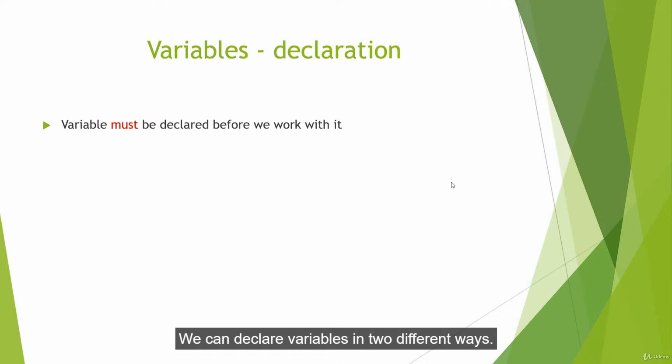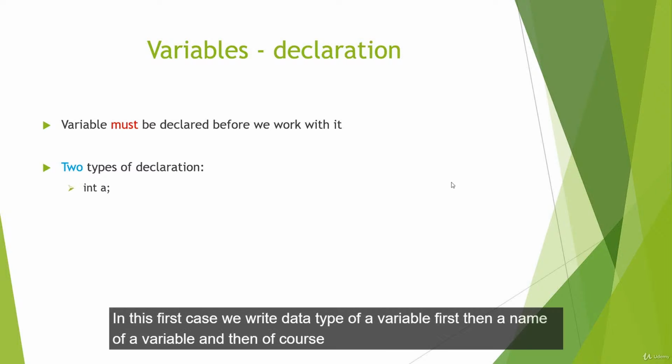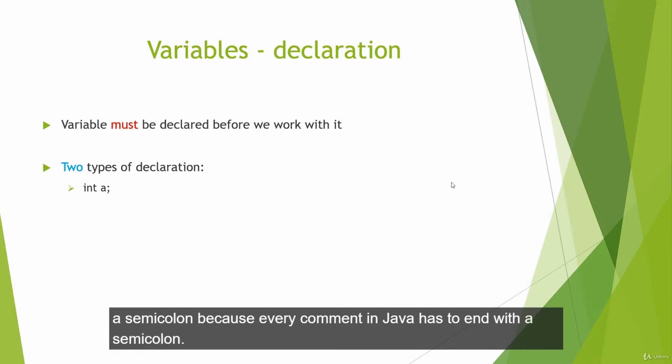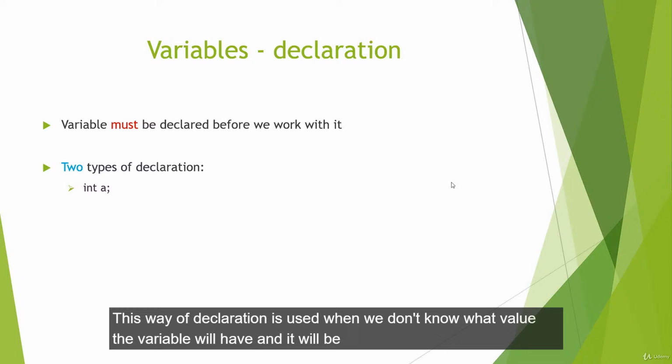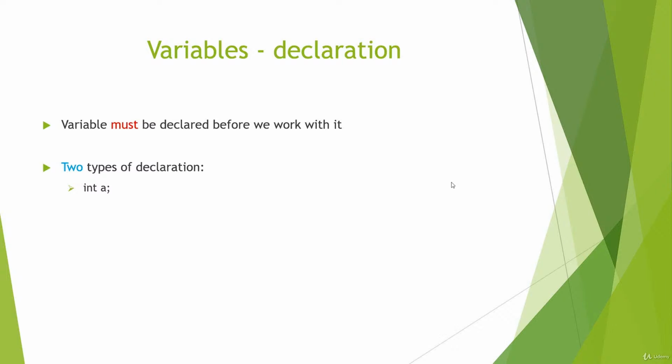We can declare variables in two different ways. First way is that we declare a variable only with a name. In this first case, we write data type of a variable first, then a name of a variable, and then of course a semicolon, because every command in Java has to end with a semicolon. This way of declaration is used when we don't know what value the variable will have and it will be computed somewhere later in a program.